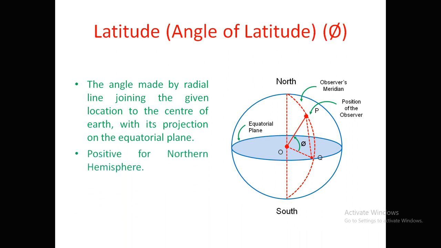So this angle is positive for the northern hemisphere. That means if we travel from OQ to OP, the angle is anti-clockwise, so we need to take it as positive. That is why I said earlier, strictly speaking, the angle is QOP: we start from OQ towards OP, then the angle would be positive. So for the northern hemisphere it is positive. Similarly, for the southern hemisphere it should be negative. So this is the explanation for latitude or angle of latitude.